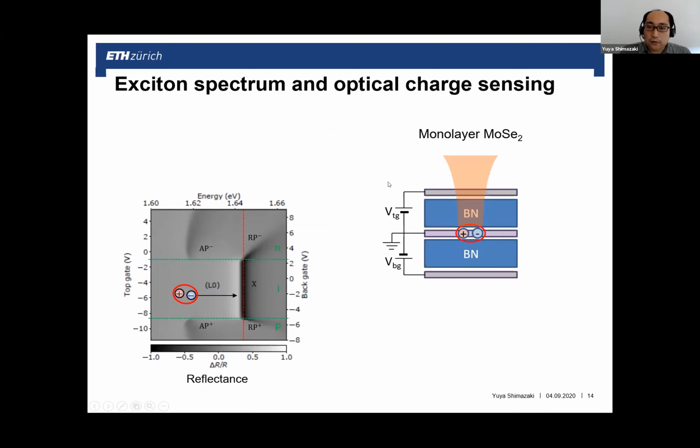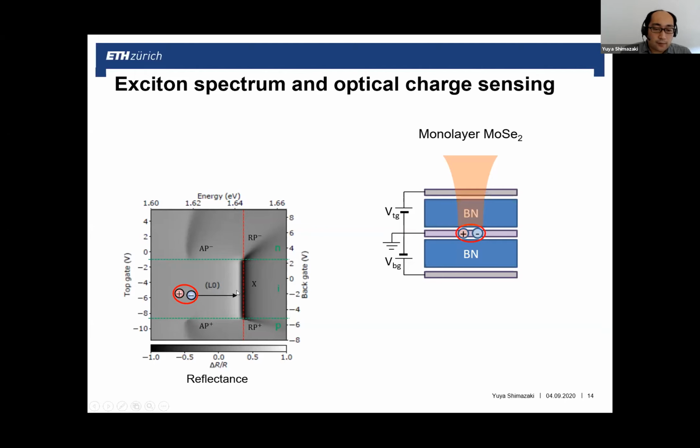Next, I'd like to introduce the optical charge sensing technique we used in this study. To make the discussion easier, I'd like to start from the optical spectrum of the monolayer molybdenum diselenide when we introduce a charge into the system. So this is the gate dependence of the reflectance spectrum. Here is the neutral regime, here is the electron doped regime, and here is the hole doped regime.